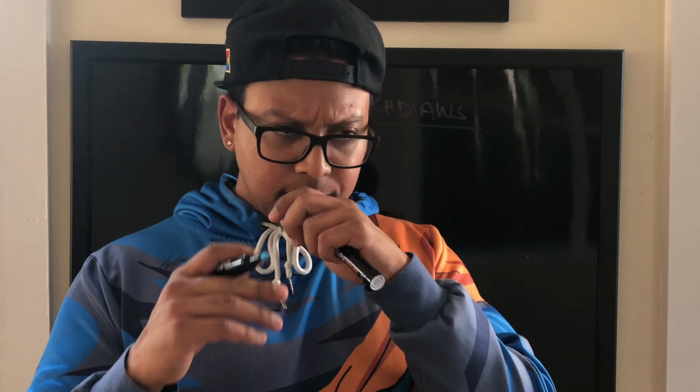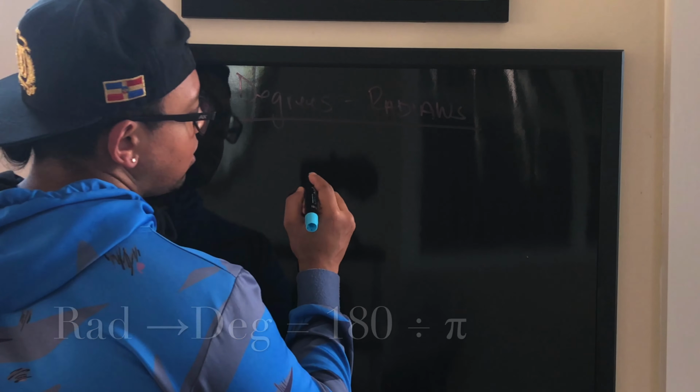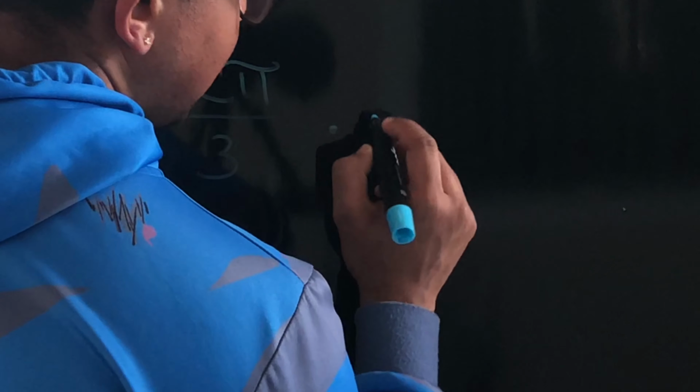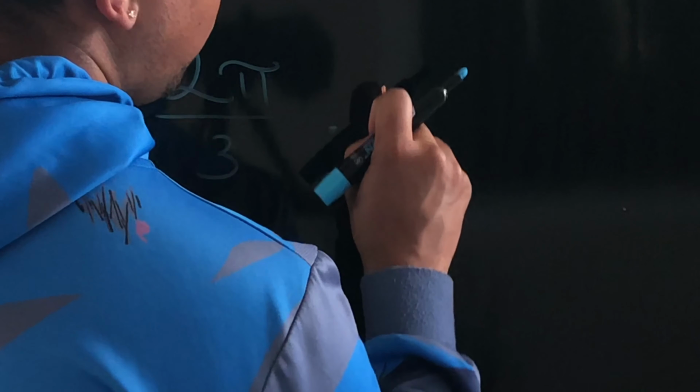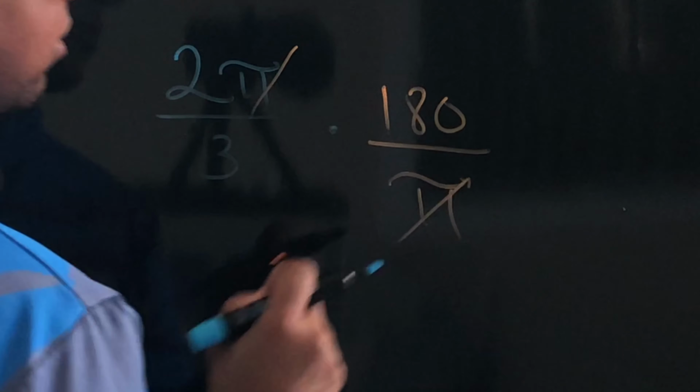What if I told you I wanted to convert radians to degrees now? When you were converting degrees to radians, you were multiplying by pi over 180. Now when you're converting radians to degrees, you're going to multiply by 180 over pi. So if I give you the question, say I want to convert 2 pi over 3 radians, what you're going to do is multiply this entire thing by 180 over pi. The reason why is the pi's will cancel, okay?